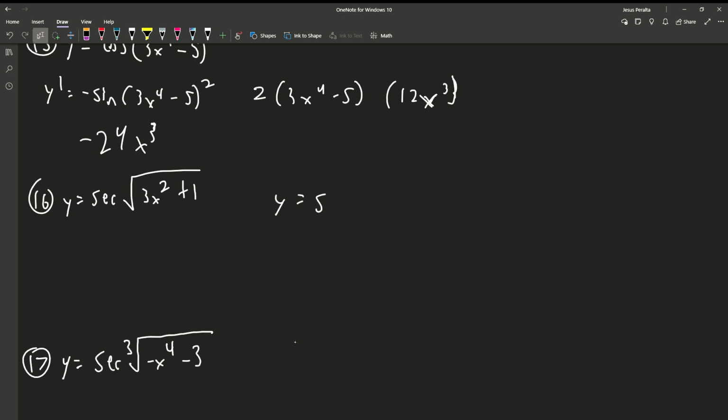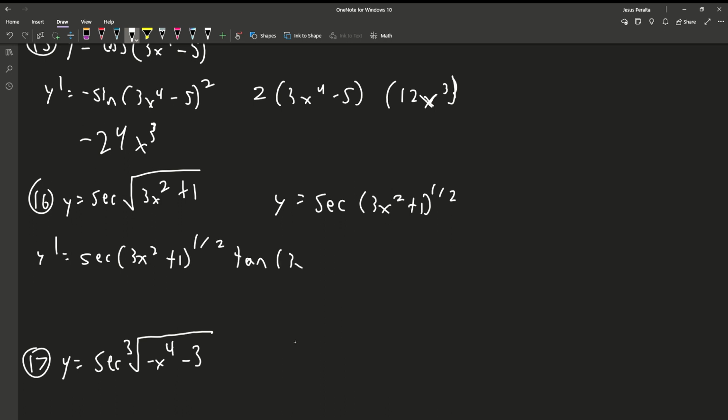This is the same thing as saying secant. Just make sure I wrote it right. Plus 1, to the power of half. So you can just rewrite that as secant of 3x squared. This is going to be a long one. And then tan of 3x squared plus 1, to the power of half. And then find the derivative of the inside, which is just 6x.